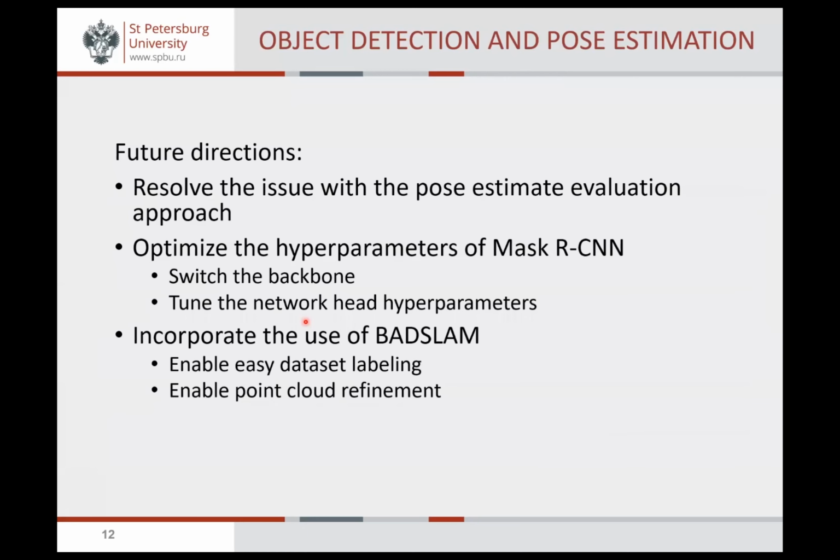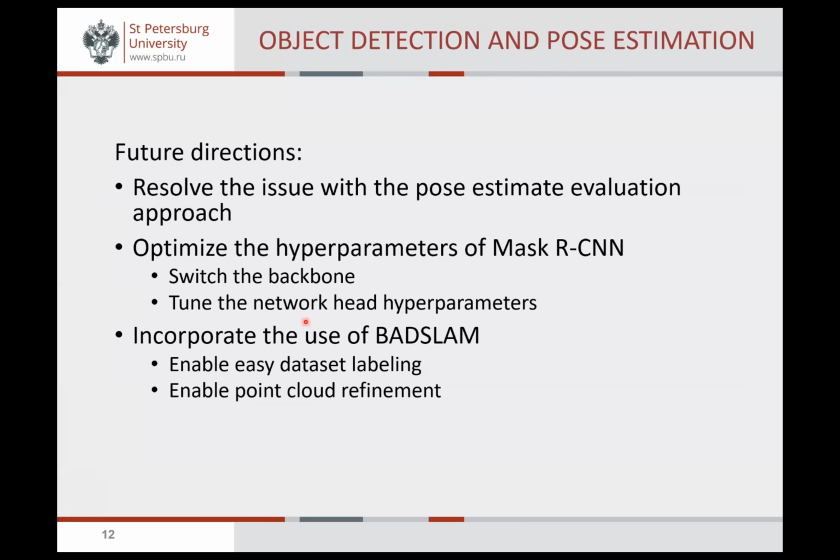Future directions could be to resolve this issue with the pose estimate evaluation approach with the checkerboard pattern. For this, we could integrate a special procedure called bundle adjustment that optimizes all the camera poses that are related to a single checkerboard pattern. Also, another direction of the research could be to make the Mask R-CNN run faster, to have more estimations per second.